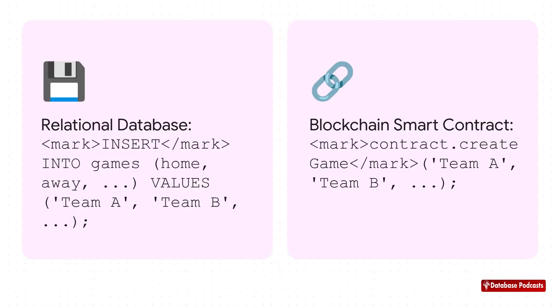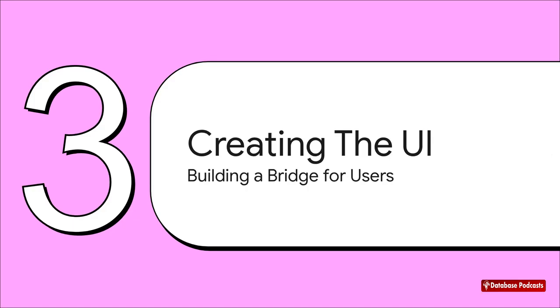And if you've ever worked with a traditional database, this should look super familiar. We use what's called a seeding script. On the left, you see a standard SQL insert command. On the right, a function call to our smart contract. They're doing the exact same thing. Each one is a transaction that writes a new piece of data, a new record, to the state of the blockchain.